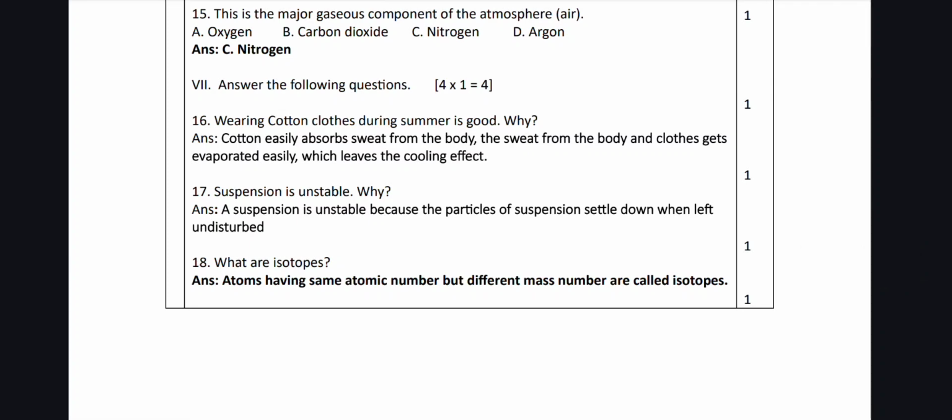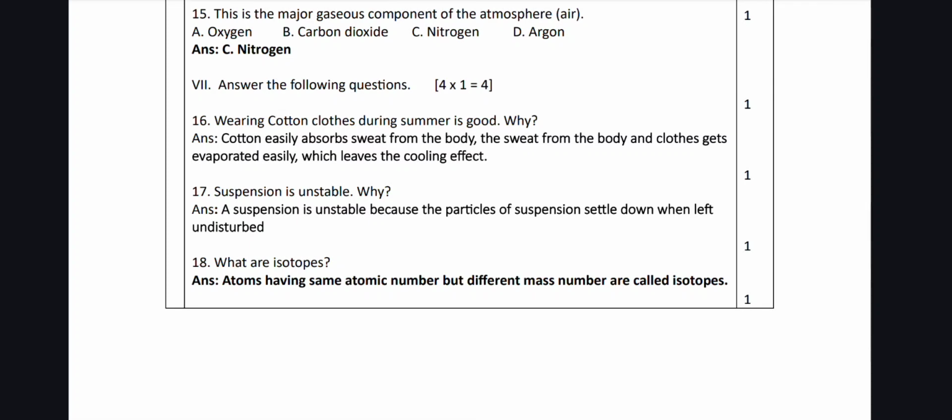Answer the following questions. Wearing cotton clothes during summer is good. Why? See, cotton easily absorbs sweat from the body. The sweat from the body and clothes gets evaporated easily also, which leaves a cooling effect. So cotton clothes are very much preferred during summer.